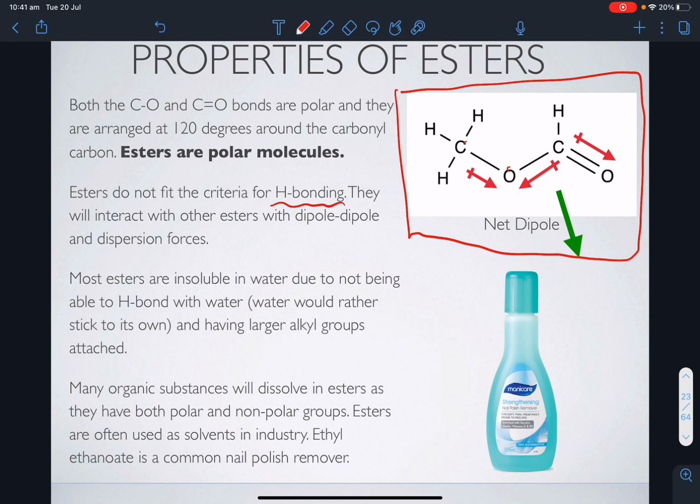All right, so many organic substances will dissolve in esters. So a lot of non-polar stuff will dissolve in esters, so it's a really good solvent, okay, for organic molecules that don't dissolve in water. So esters are often used as solvents in industry. An example is ethyl ethanoate is common as an ester in nail polish remover, okay? So along with your acetone and stuff like that.